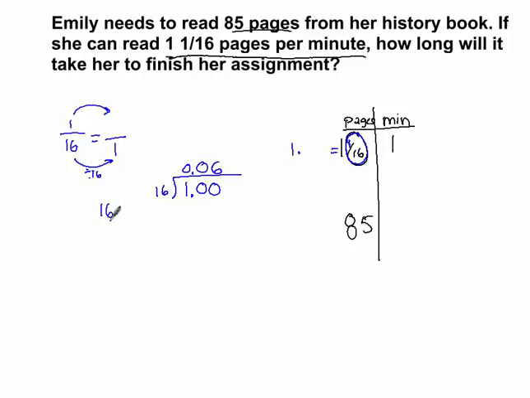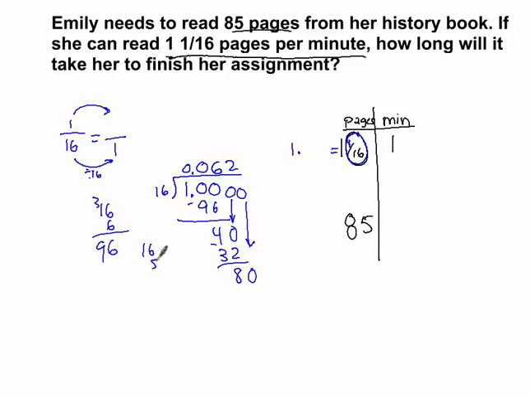And I believe 16 times 6 is 96. So we would have 4 remaining. 16 goes into 40 2 times. That's 32. We would have 8 remaining. And 16 does go into 80 perfectly. 16 times 5 is 80.